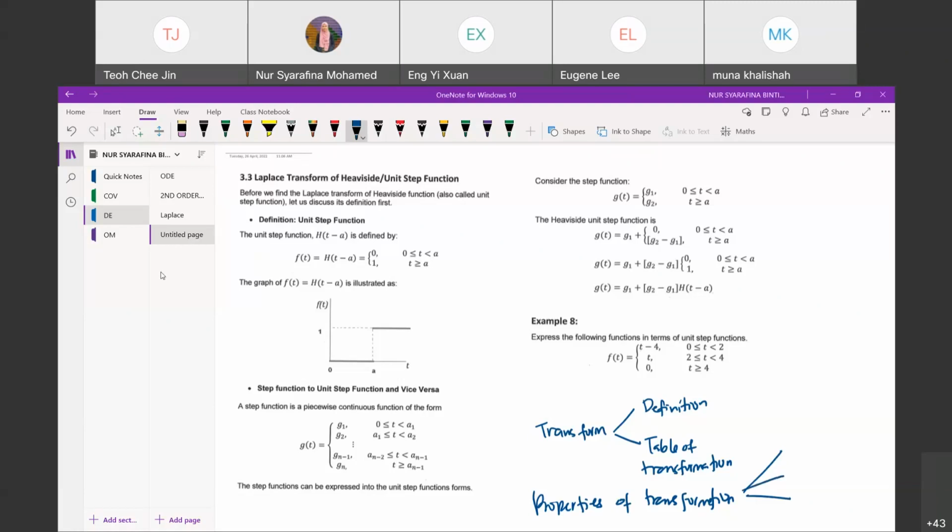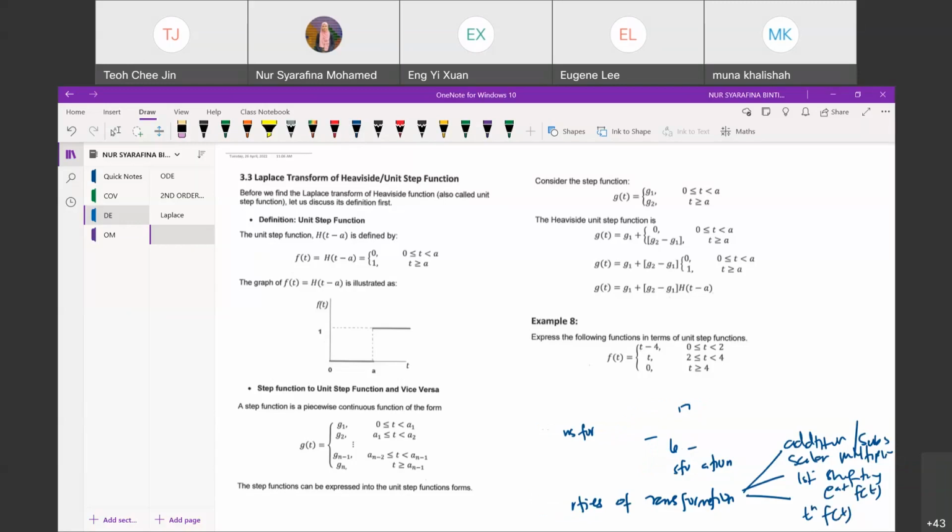Where linearity, we have what? Addition, subtraction, and then we have scalar multiplication. And then we have first shifting, where it is the combination of exponent at, f(t), and then multiplication by t^n. Okay, so we have learned three properties, right?